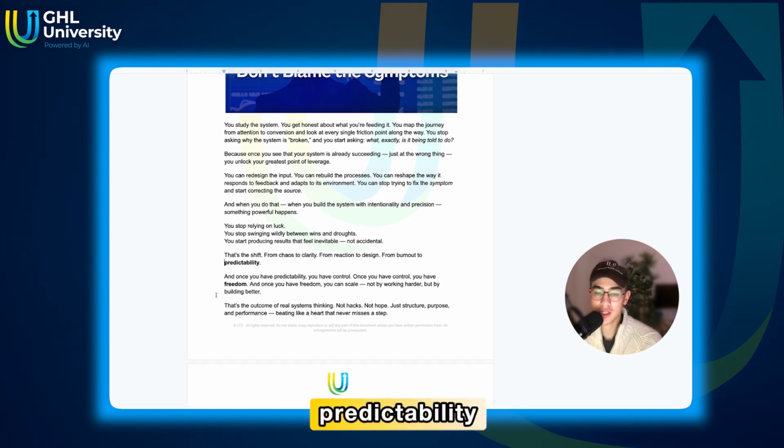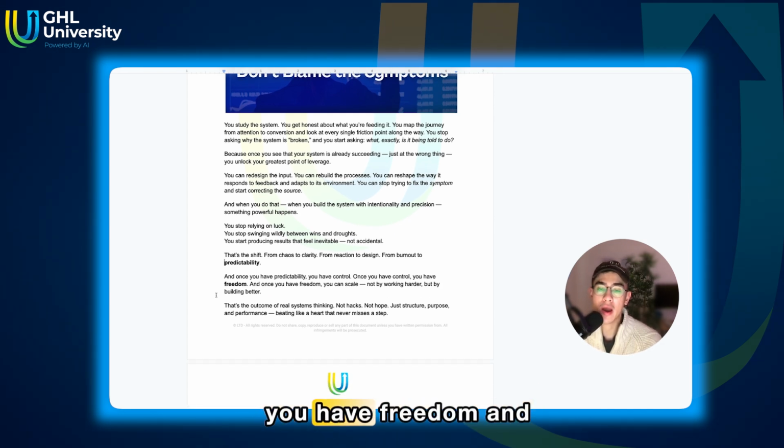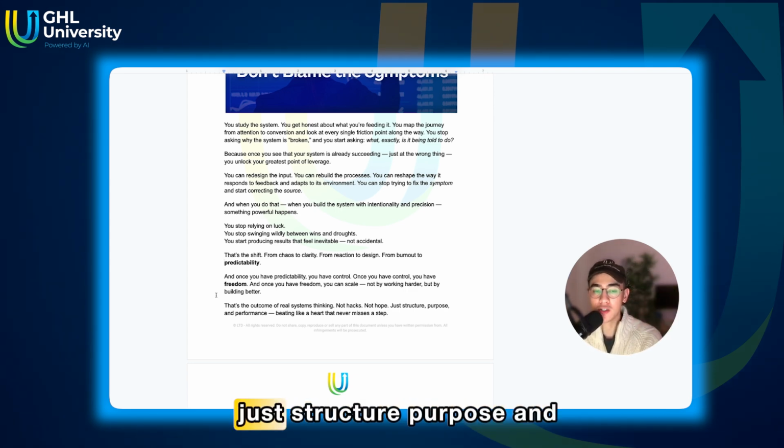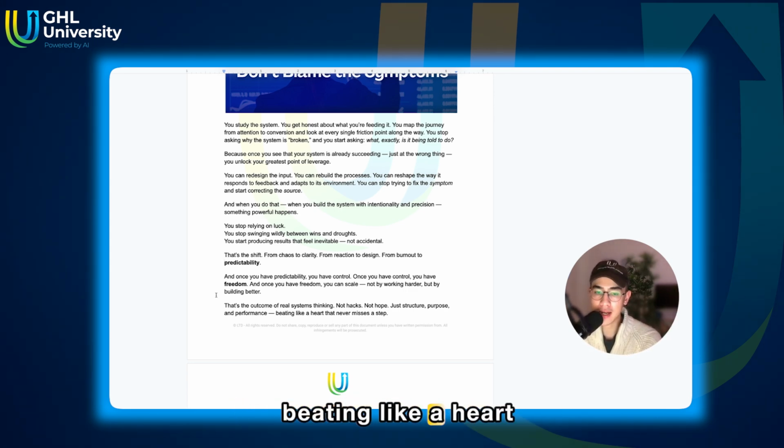And once you have predictability, you have control. And once you have control, you have freedom. And once you have freedom, you can scale, not by working harder, but by building better. And that's the outcome of real systems thinking. Not hacks, not hope, just structure, purpose, and performance. Beating like a heart that never misses.